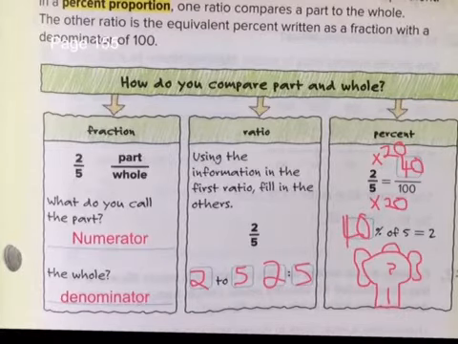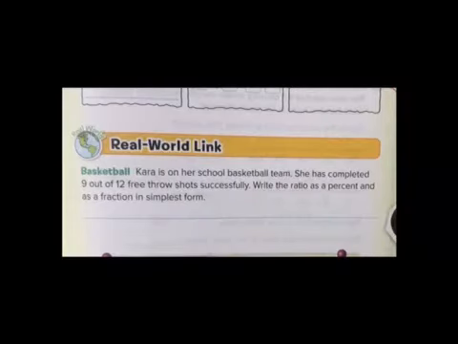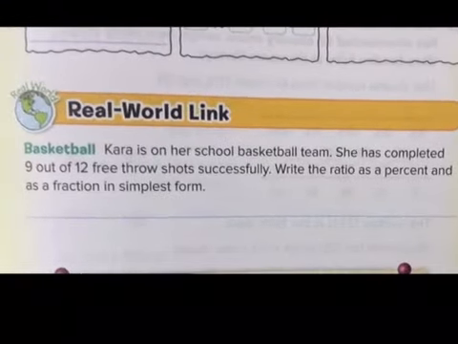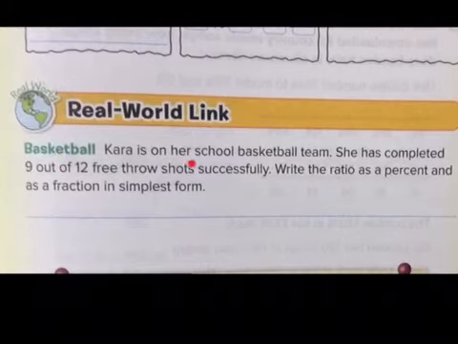Go ahead and draw this as our key answer, and maybe you can tell me what it is in class. Now let's look at the real world link, and it's about basketball. Kara is on her school basketball team. She has completed 9 out of 12 free throw shots successfully. A free throw shot is when you get a foul. Usually you get a free throw from the top of the key, and if you get it in, you get the point. Write the ratio as a percent and as a fraction in simplest form.